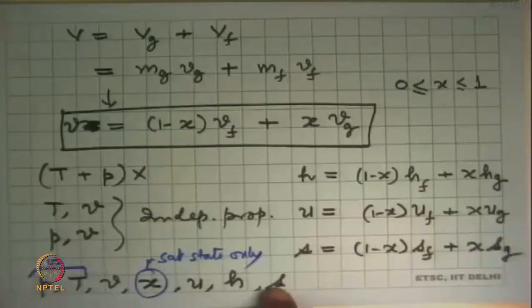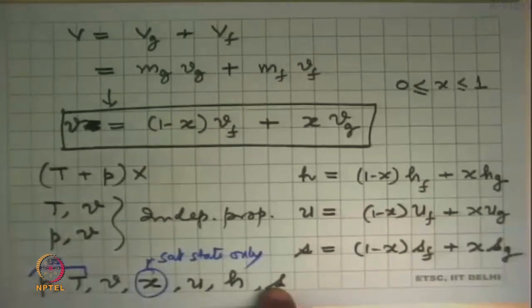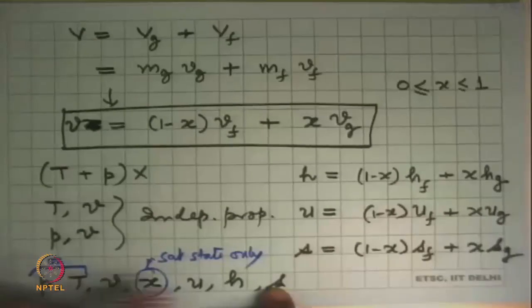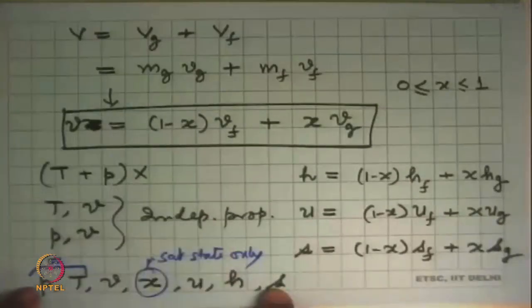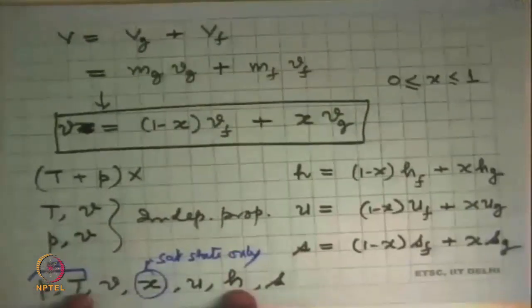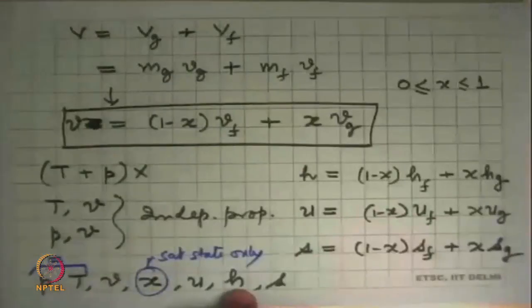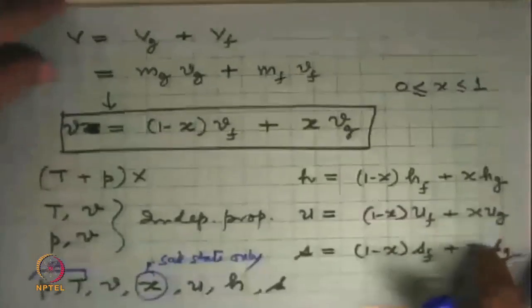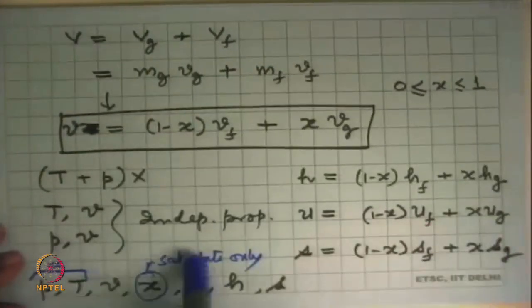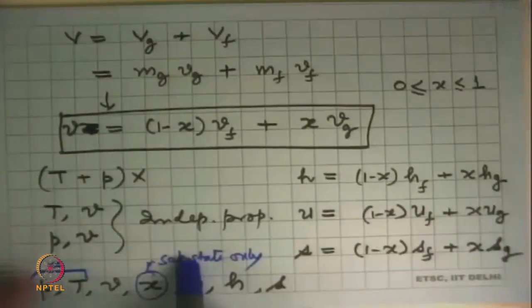There are two independent properties. The state is completely defined. We can calculate all the other properties. If T and H are given, again, the state is completely defined. We can get all the other properties. The care that has to be taken, as we have seen now, is if it is a saturated state, P and T are not independent properties.